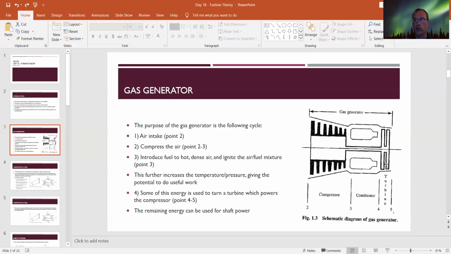That energy then turns the turbine, and that turbine usually has two jobs. Its first job is to turn the compressor, and the second job is to add energy to whatever system is placed beyond that. So beyond point 5, I have my shaft or some electrical energy generation device. Whatever energy is left over after the turbine turns the compressor goes to power those devices over there. So, the turbine is between points 4 and 5.